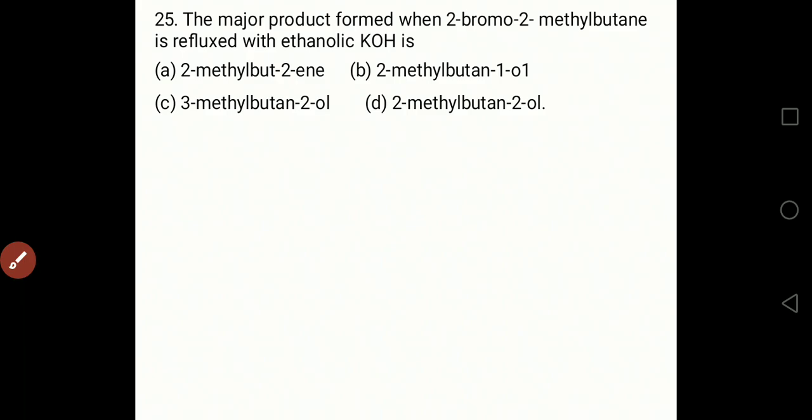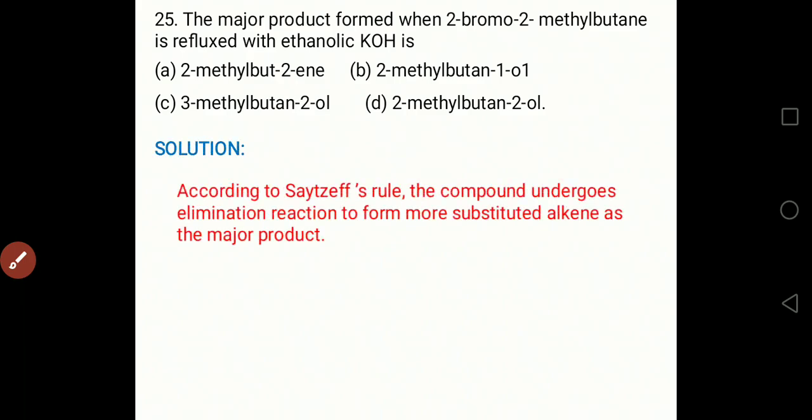There is no need to think otherwise. Very easily you can select the answer is A. But given, according to Saytzeff's rule, alkene is the major product. So the answer is A.